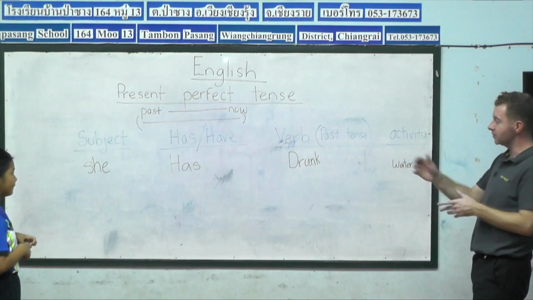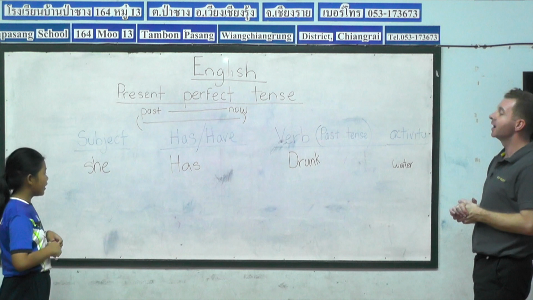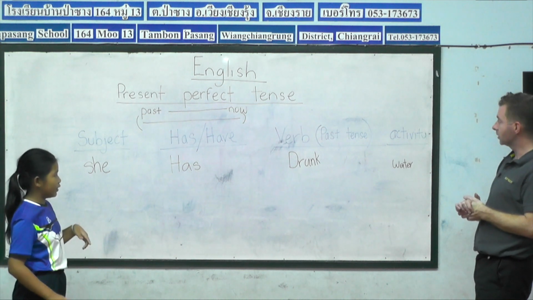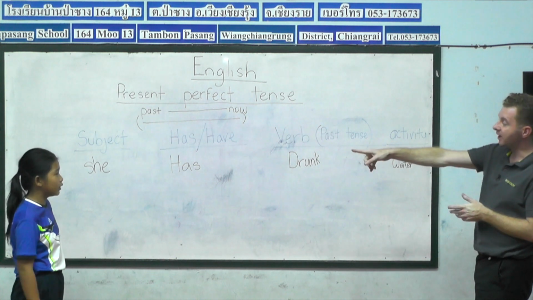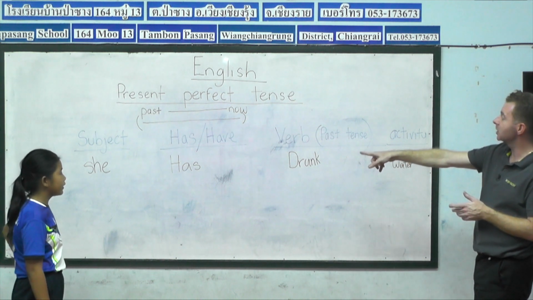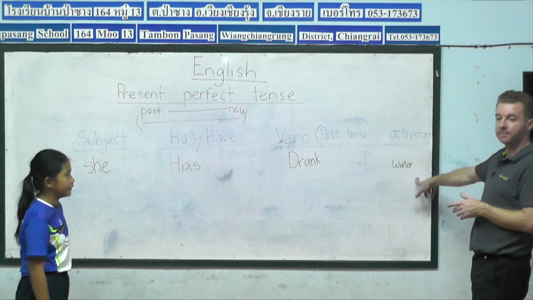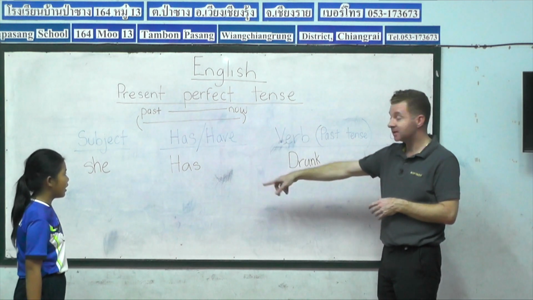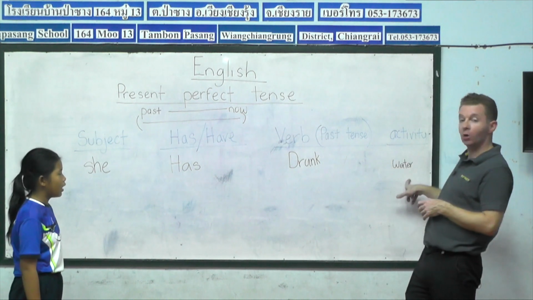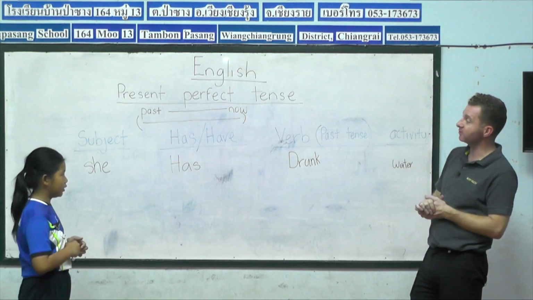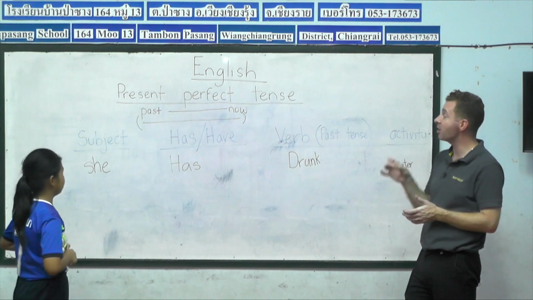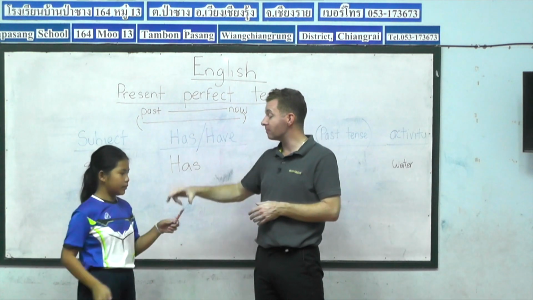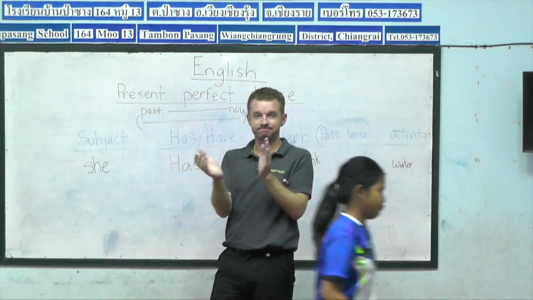So can you say your sentence for me? Not drink. She has drunk water. So all together, guys. She has drunk water. An affirmative sentence in the present perfect tense. Lacau, that was brilliant. High five and a big round of applause, please, guys.